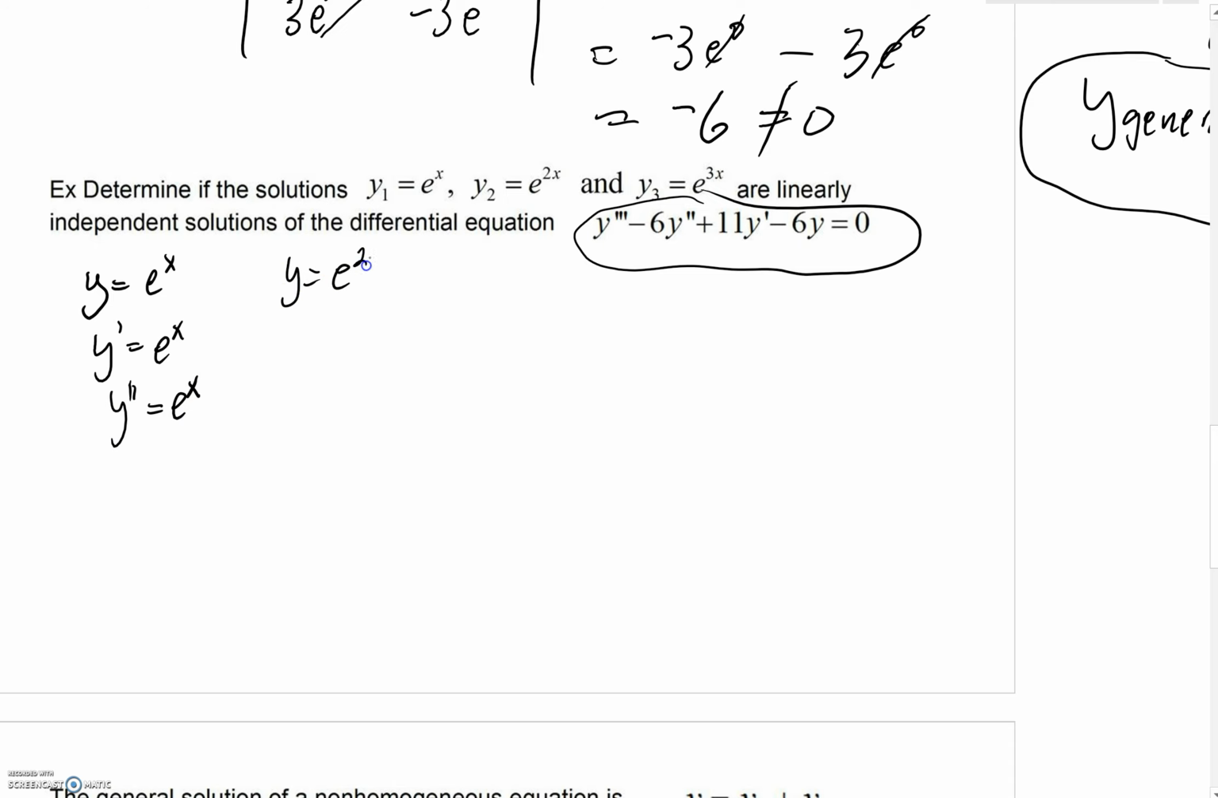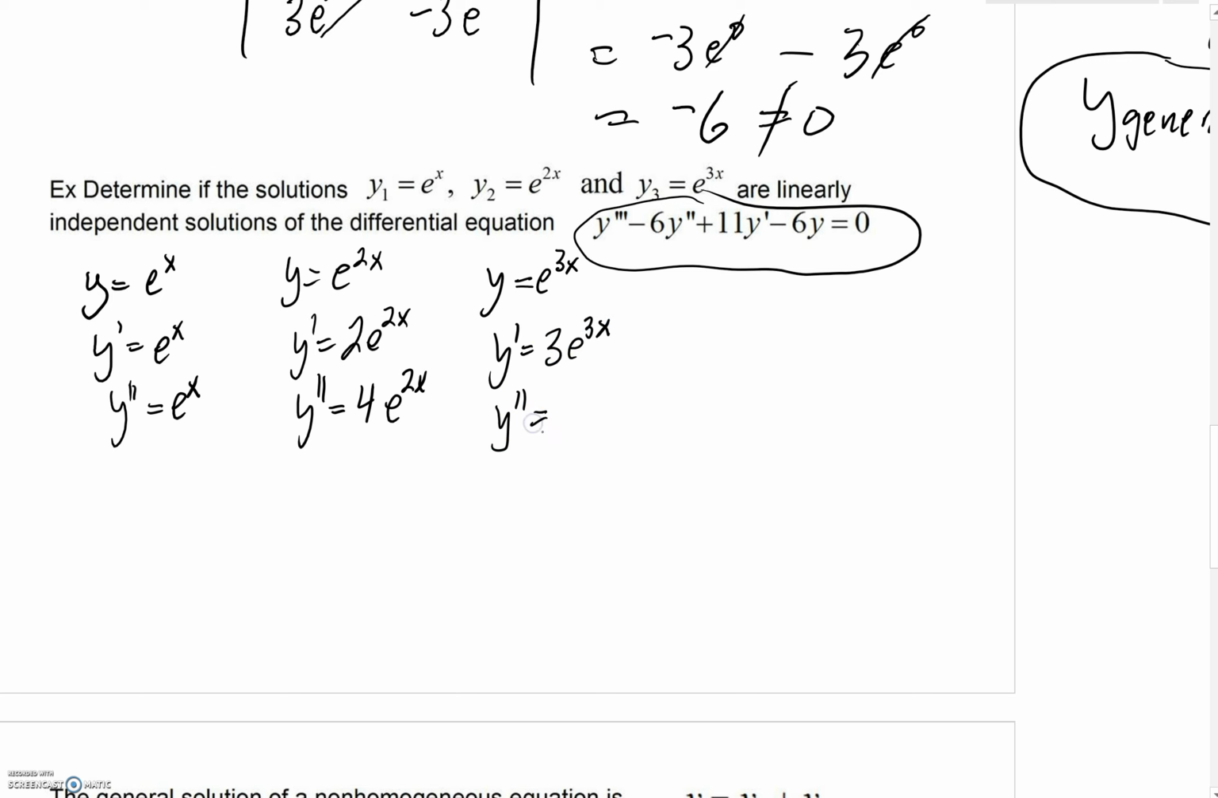Here's our other solution, e to the 2x. The derivative would be chain rule, 2 times e to the 2x. Have another chain rule, multiply by another 2. And then finally we'll have e to the 3x. Take a derivative, bring down another 3. Of course, e to anything right there has a derivative of that. We're just using the chain rule. We have 9 e to the 3x.